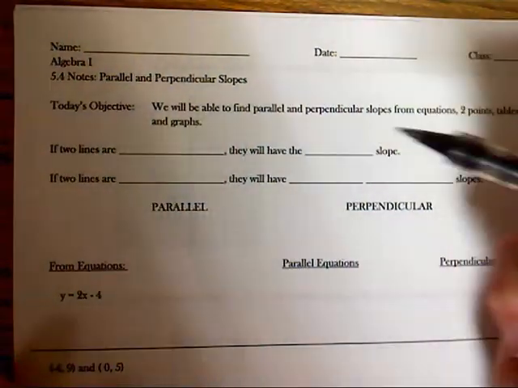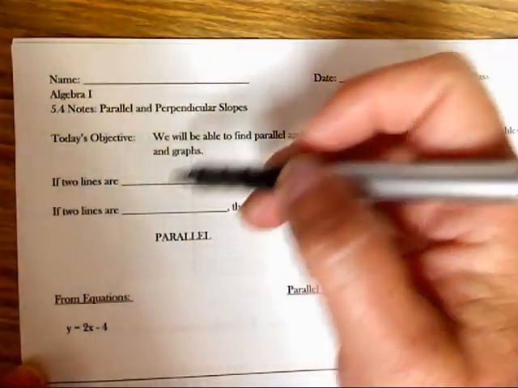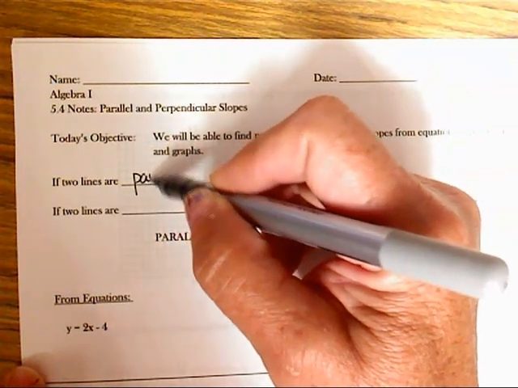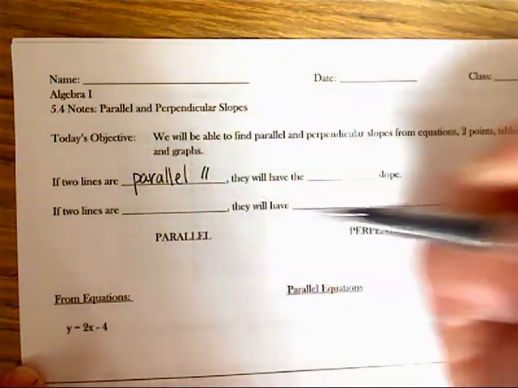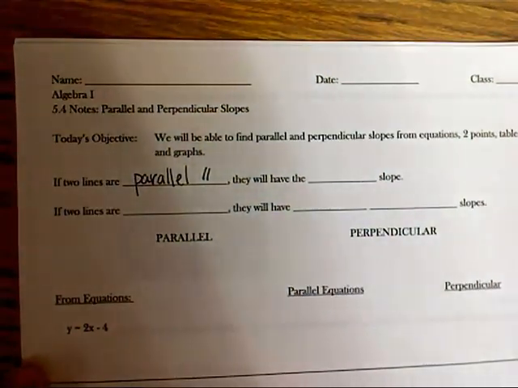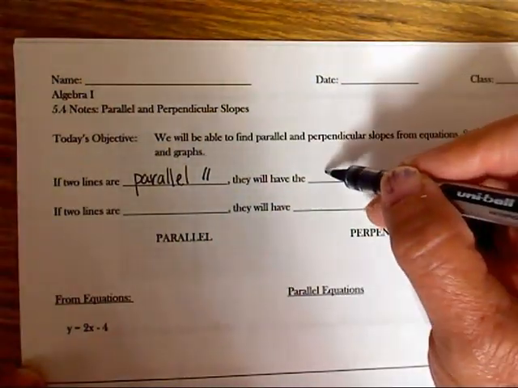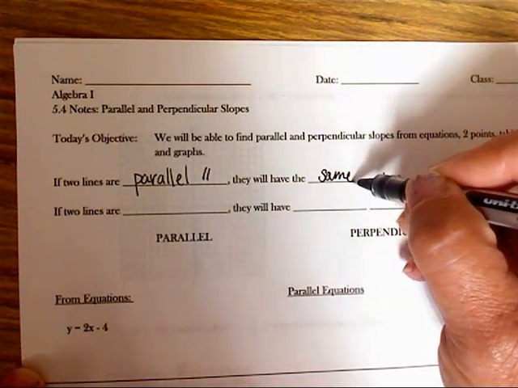So you, I hope, know by this point that if two lines are parallel, which some of you have a hard time spelling, but the symbol is just, it kind of looks like an 11. You can use the math symbol. They have the exact same slope if they're parallel.